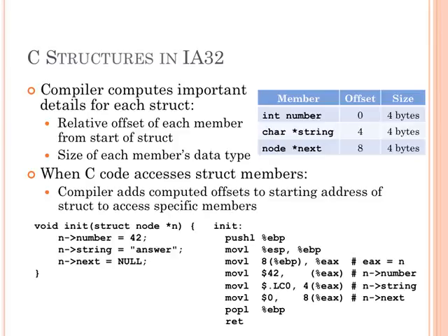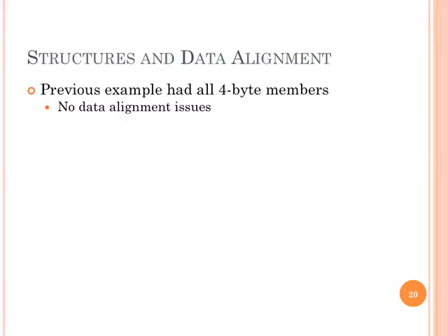So we see init, it takes a struct node star, and in our generated assembly code, you can see that 8(%ebp) is n, so that's the pointer to our node. It loads that into EAX, and then it uses indirect addressing based on the value in EAX to access the various members. So 42 goes into the address that EAX points to. Our string constant goes into EAX plus 4, and our next pointer, null being 0, goes into EAX plus 8. Super simple, right? Okay, so that's how we would have code that accesses stuff.